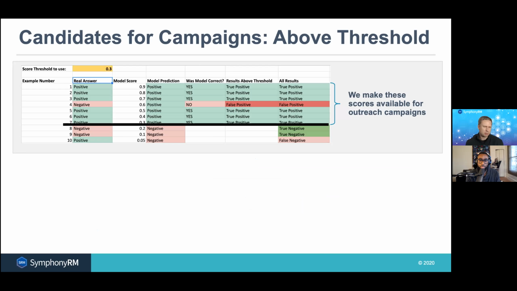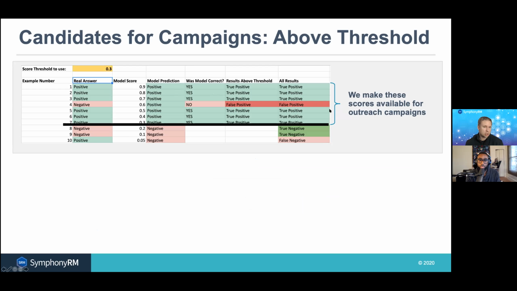And let's talk about it in the concept of a campaign. Let's take our simple 10 case example, and let's say we decide to use a score threshold of 0.3. So everything above 0.3 is going to be considered a positive case. We would go do outreach to those patients. Those would be our candidates to do the outreach above the threshold that we chose.